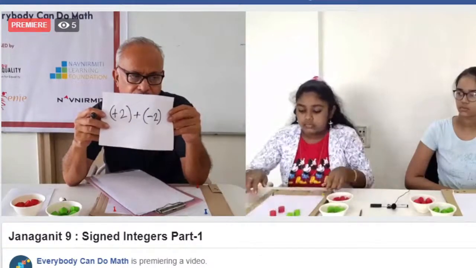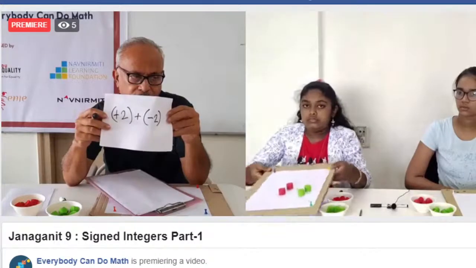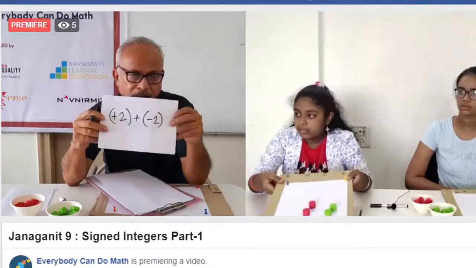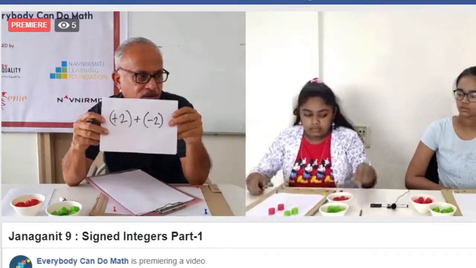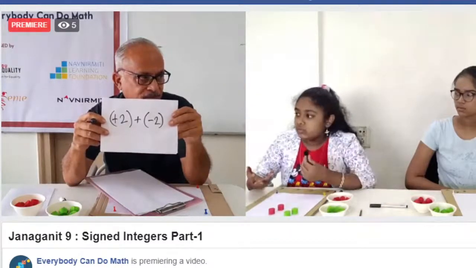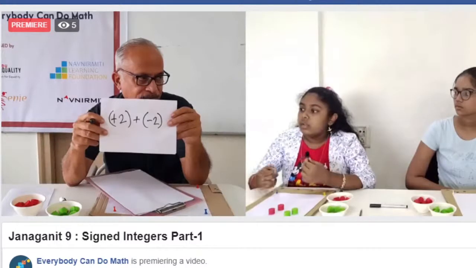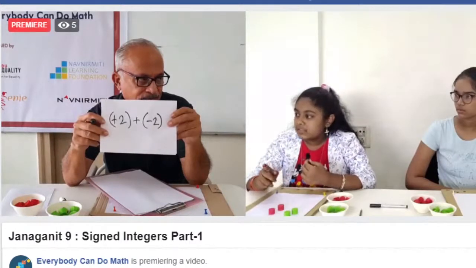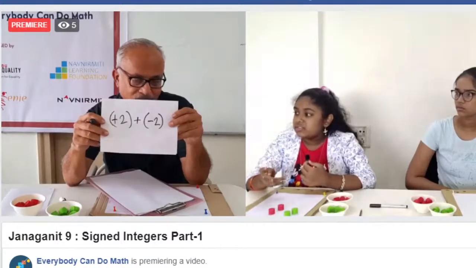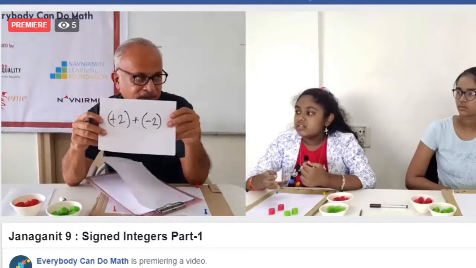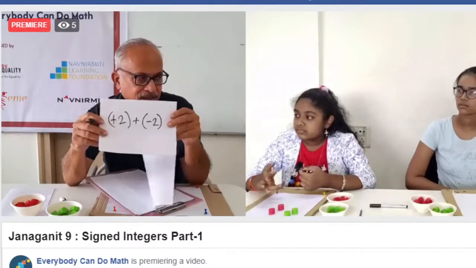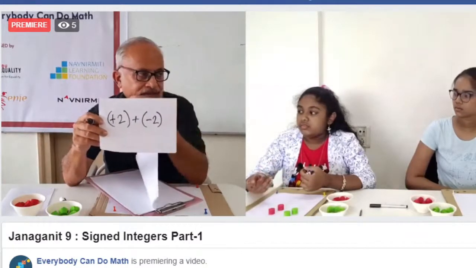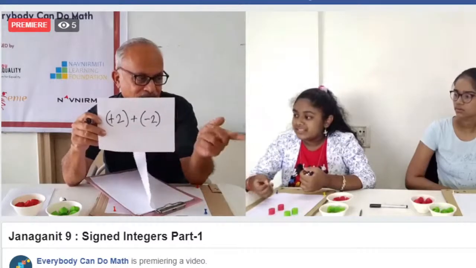Make this in your account. And can you tell us what is the value of your account? 0. Why is it 0? Because plus and minus is equal to minus. 2 minus 2 is equal to 0. Okay, that's one way of looking at it. Can you tell me that in known language?